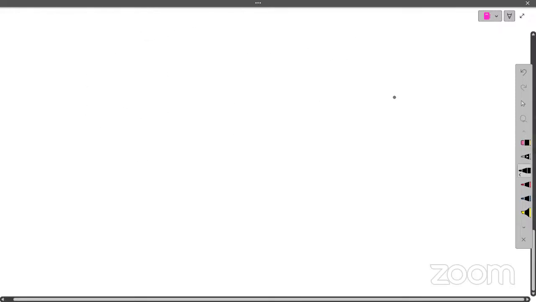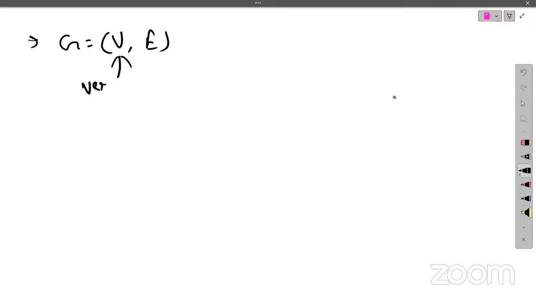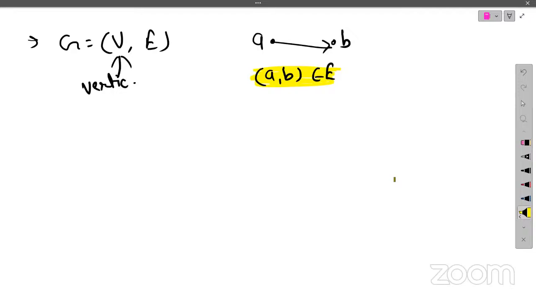So in short, a graph is nothing but a collection of two sets, V and E, where V is any set, known to be the set of vertices, and E is the set of edges. We denote that there is an edge from a vertex A to B if this pair A comma B belongs to E. This is the mathematical way of saying that there is an edge from vertex A to vertex B. And here observe the direction: A comma B belongs to E means there is an edge starting from vertex A and ending at vertex B. So this is a graph.